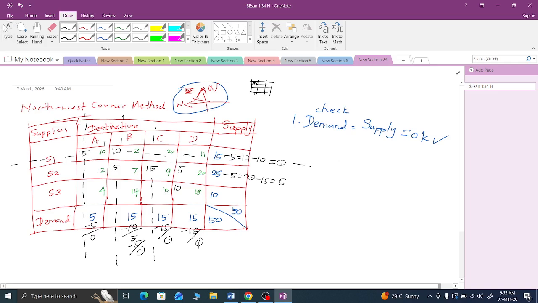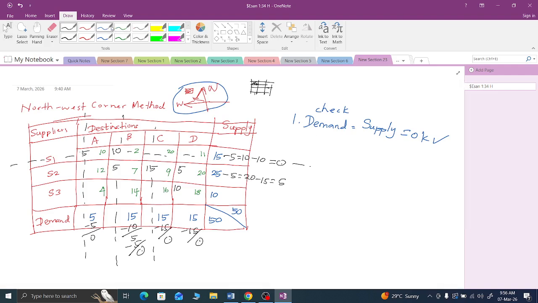For A, we are supplying from S1, 5, right? For B we are supplying from S1 10. For B we are supplying from S2 5. For C we are supplying from S2 15. For D we are supplying from S2 5. So this is the initial basic feasible solution. For the initial basic solution, we can find the total cost, right?